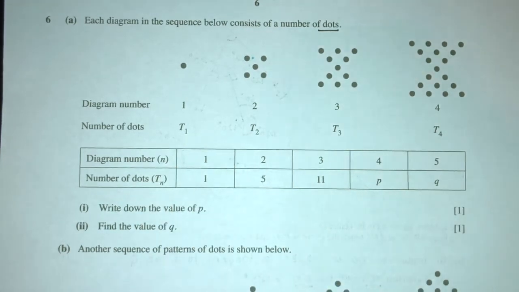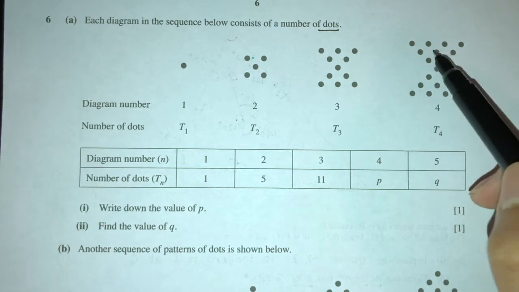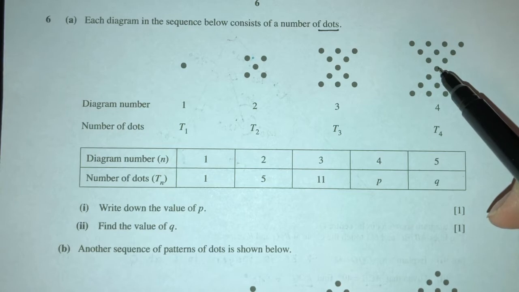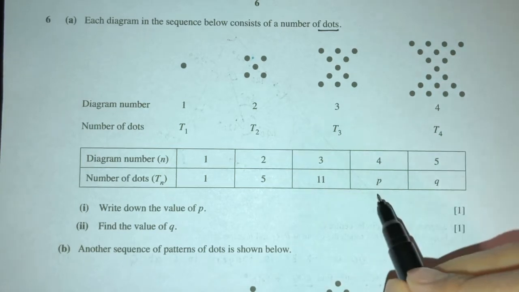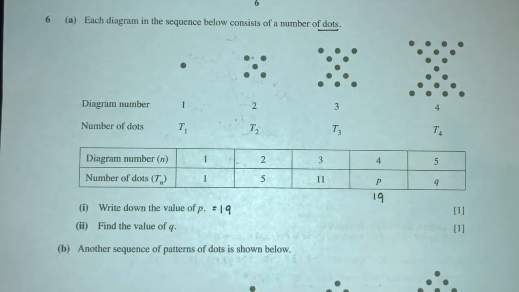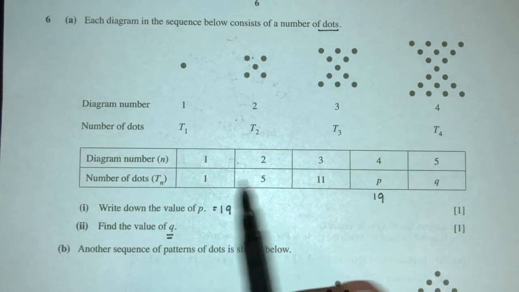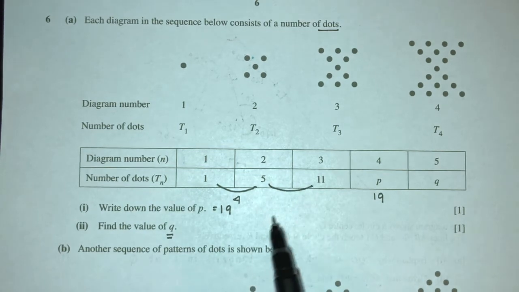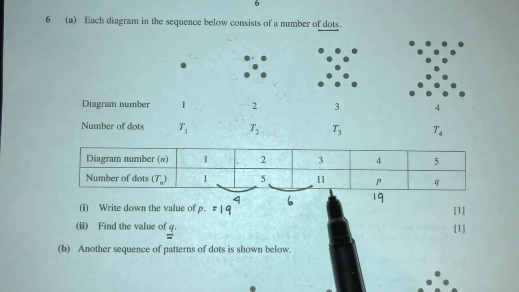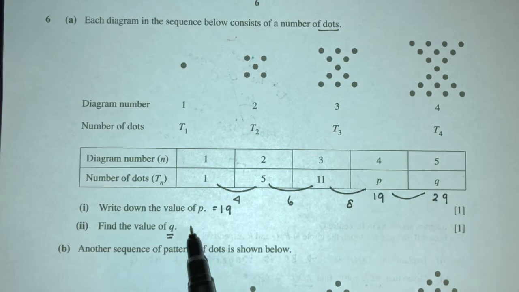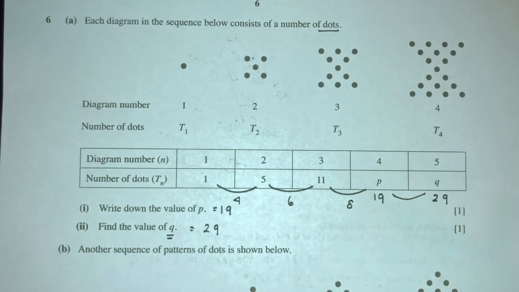Let's count. So here we have 1, 2, 3, 4, 5, 6, 7, 8, 9. That should be 9 as well. Plus 1, that should be 10, 19. That will be 19. Right? If you count, you will find 19. Okay. Now we have to find the value of Q. So if you verify, increasing by 4, increasing by 6, increasing by 8, so increase by 10, that will be 29. So Q will be 29 according to this sequence.